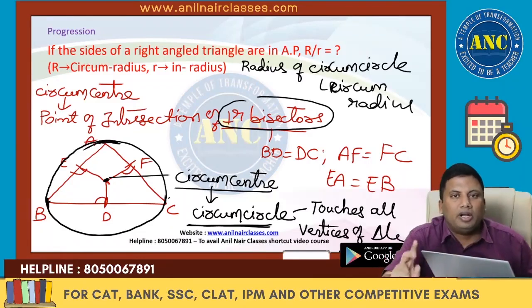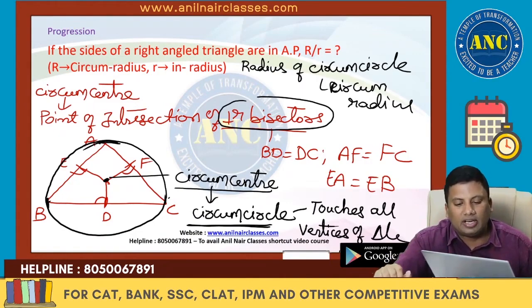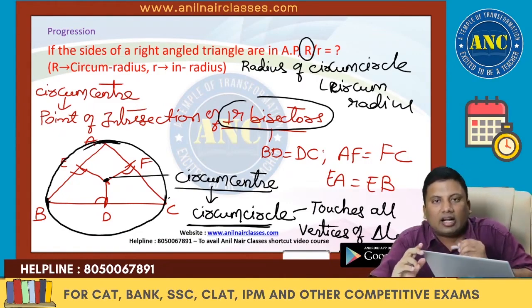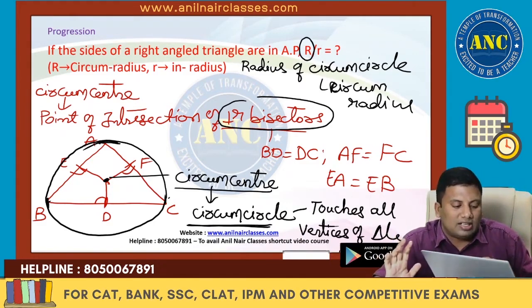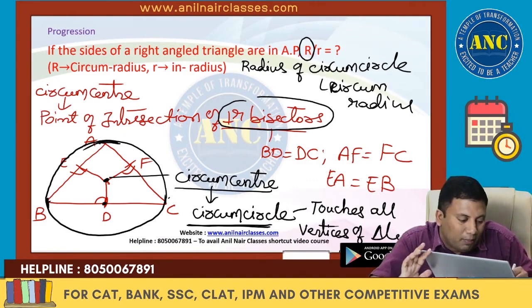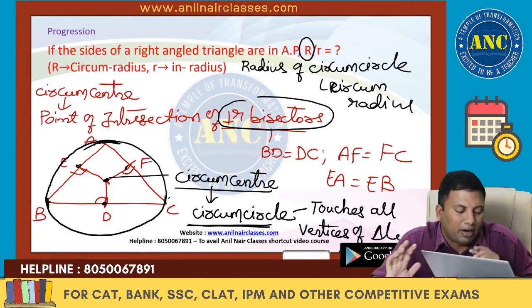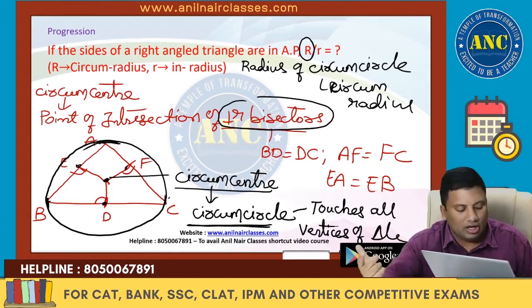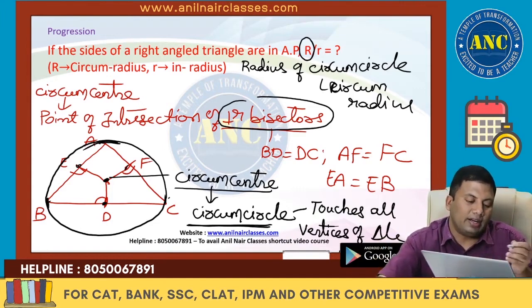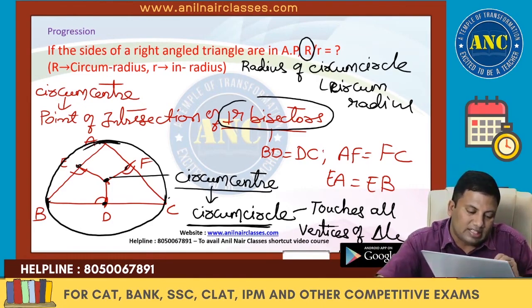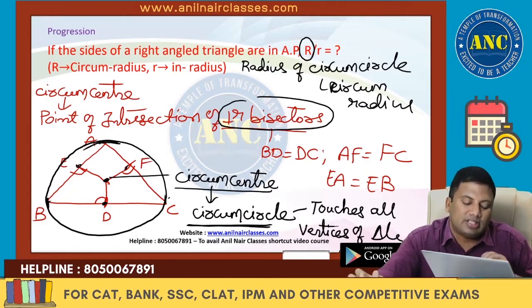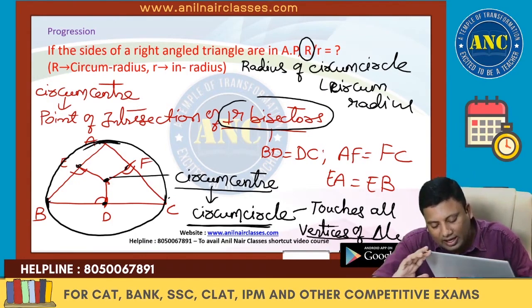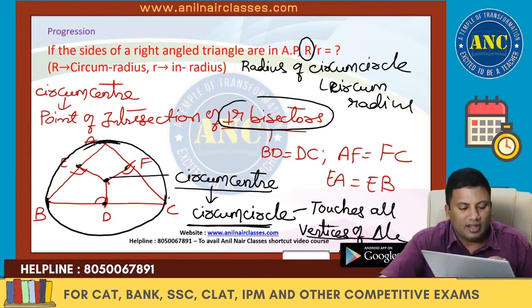Extremely important point. Two important key points are there. R is nothing but the circumradius, the radius of the circumcircle. How did you get the circumcircle? Take the midpoint of each side, drop three perpendiculars, and join them. You will get a point. That point is the circumcenter. From that point, draw a circle. The circle which touches all the vertices of a triangle is called the circumcircle. I hope it is clear.